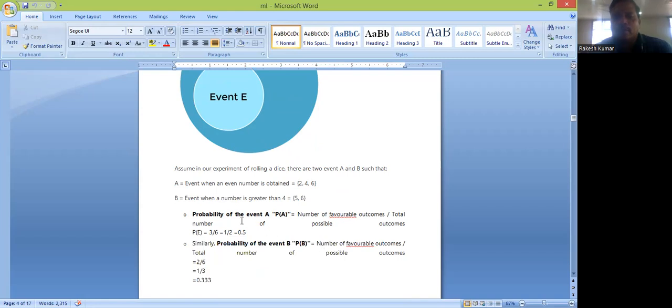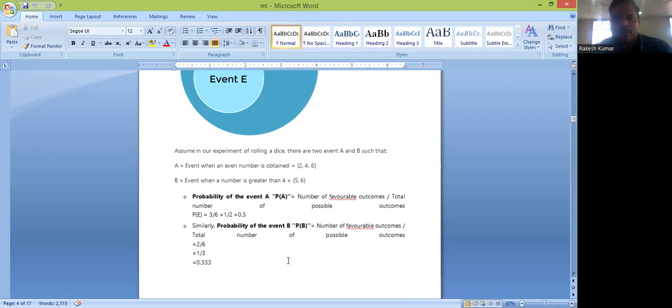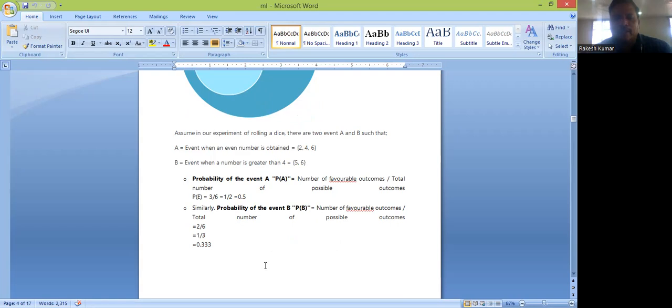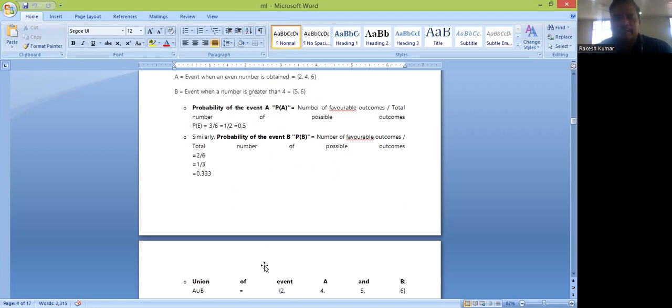So the probability of the event is the number of favorable outcomes by the total number of outcomes. P of A equals 3 by 6, which is 1 by 2, equal to 0.5. Similarly, we take the probability for B: 2 by 6, which is 1 by 3, so we get 0.333.